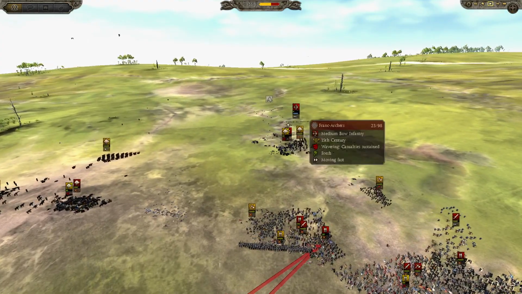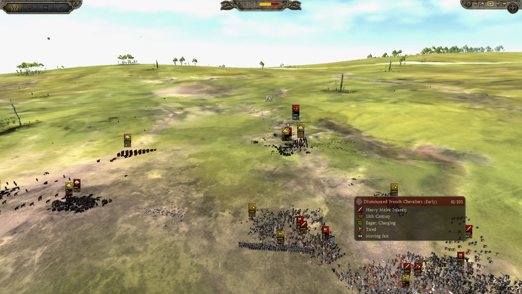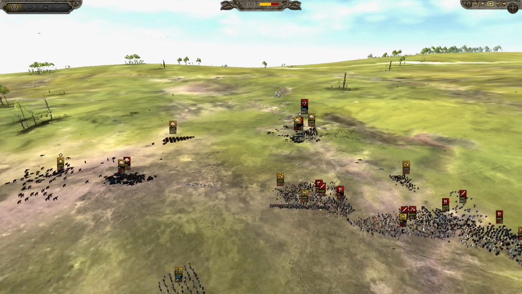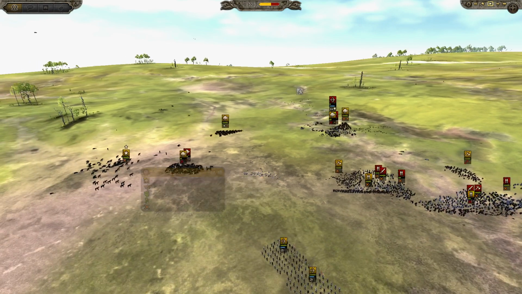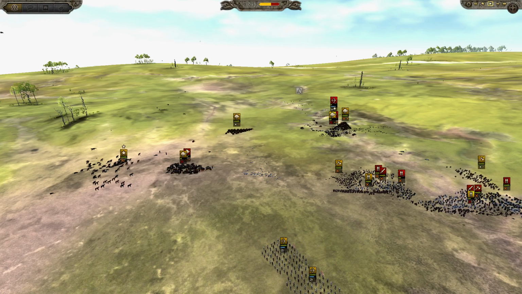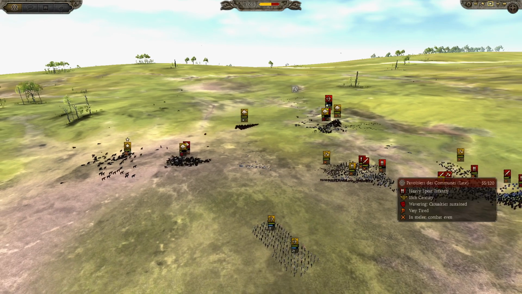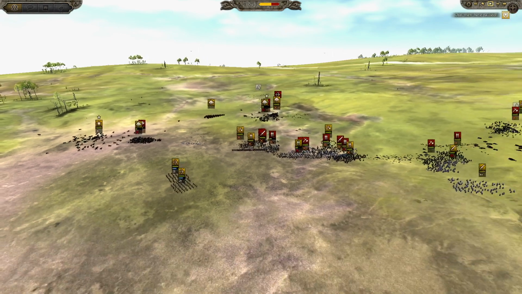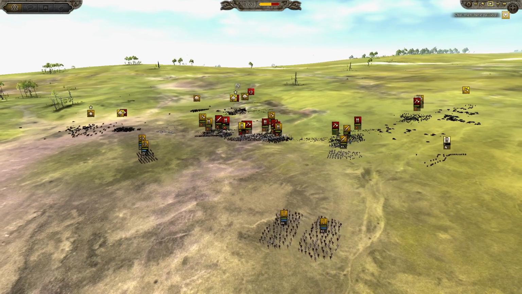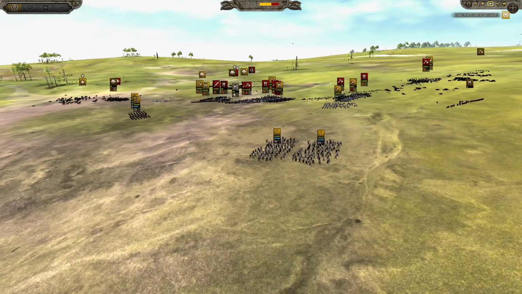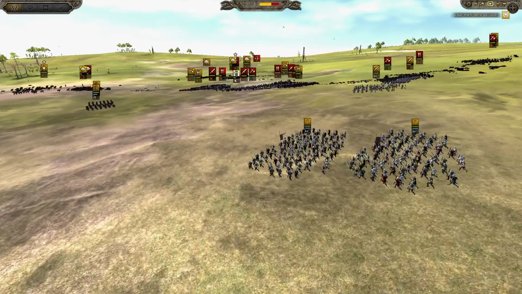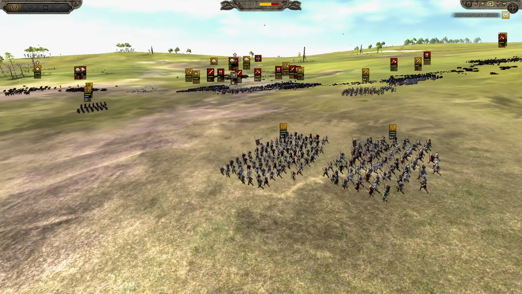These bowmen are coming back, trying to chase down this heavy melee infantry unit here. You see that our general, I held him here for a little bit. Our archers now are putting fire into this blob. Now we move our handgunners up. And I believe we get a couple shots in here.